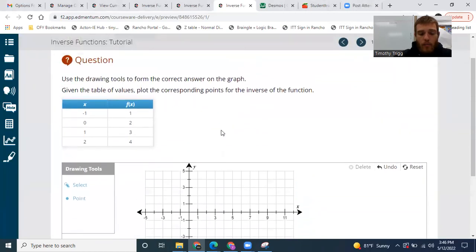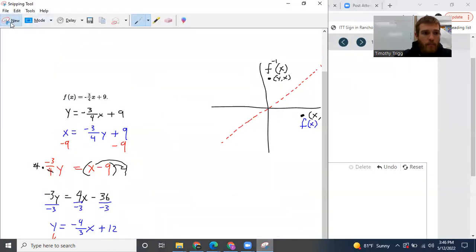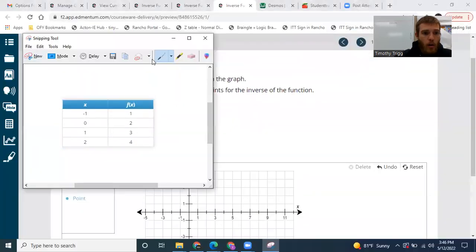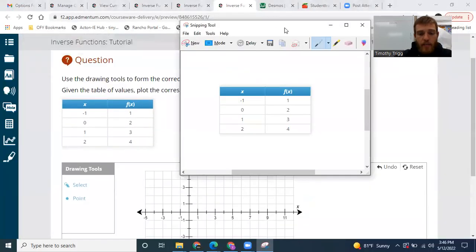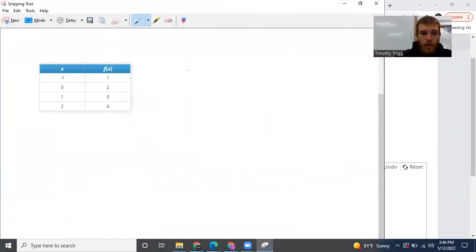Now, here we have some coordinate points. They give us some coordinate points for our original function, f of x. Notice these coordinate points are negative 1, 1, 0, 2, and so on. Now, what points would be on the inverse? So, f inverse of x. So the coordinate points are going to be these flipped. Remember, your x becomes your y becomes your x.